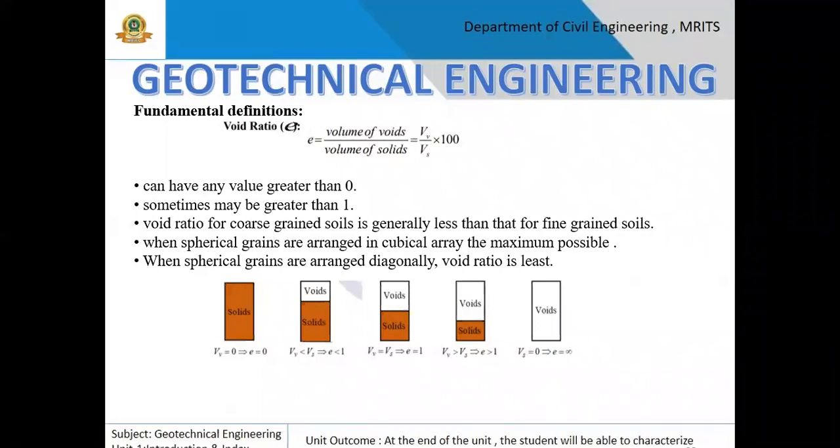By definition, it is the ratio of volume of voids to volume of solids. It will always have a value greater than 0. Sometimes it may be greater than 1, but technically that is not feasible. Void ratio for coarse grain soils is generally less than void ratio for fine grain soils. So the void ratio tells us, in the given total soil sample, how much is the volume of voids when compared to the volume of solids. So it is equal to Vv by Vs into 100.